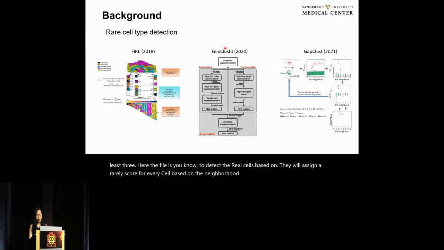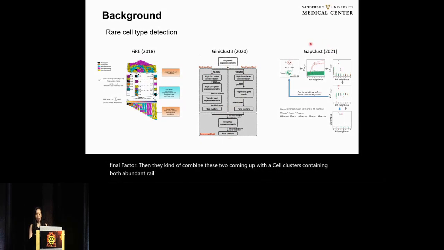GiniClust is the one trying to identify abundant and rare cells simultaneously. The first thing they do is select the informative genes. For the rare cells, they use the Gini index. For the major, abundant cell types, they use the Fano factor. Then they combine these two, coming up with cell clusters containing both abundant and rare cells.